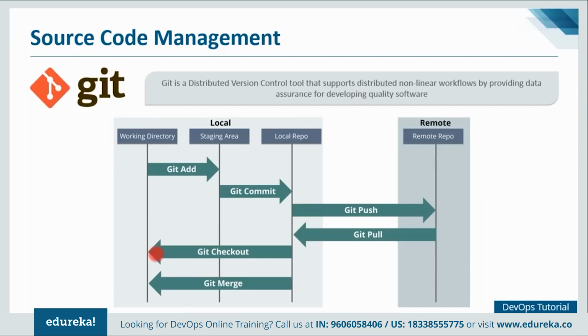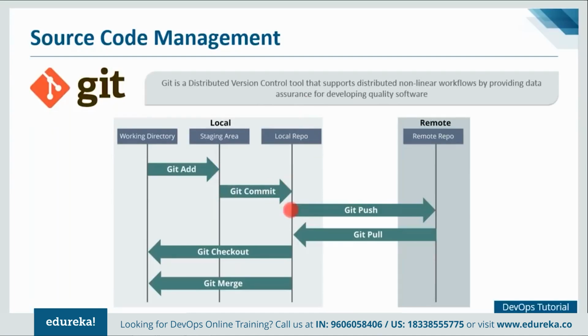All right, so let me just repeat it once more for you guys. So I have a working directory here. Now, in order to add that to my local repository, I need to first perform git add, that will add it to my staging area. Staging area is nothing but an area between the working directory and the local repository. After git add, I can go ahead and execute git commit, which will add the changes to my local repository.